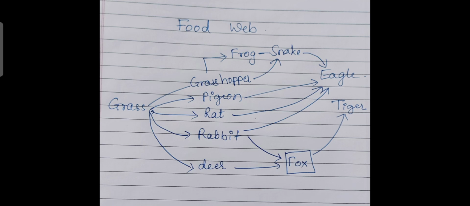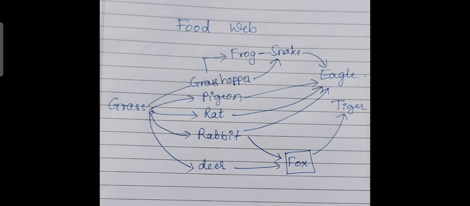By using the organisms given in the question, we can construct a food web like this. Grass is eaten by the grasshopper, pigeon, rat, rabbit, deer. The pigeon being a grain eater, we can also add the pigeon here. These are all in the T2 level, and at T3 frog can be mentioned, and also the fox. At T4 snake is drawn here, and at T5 eagle as well as the tiger can be placed.